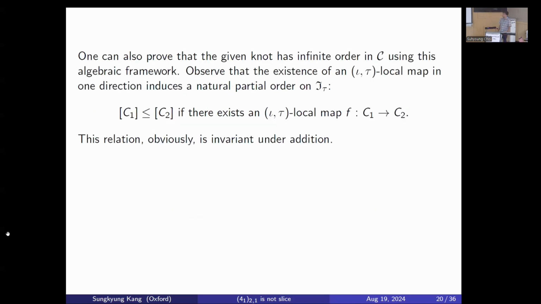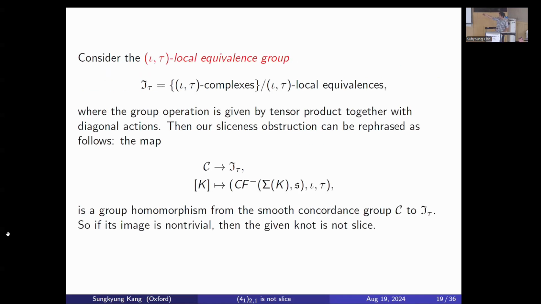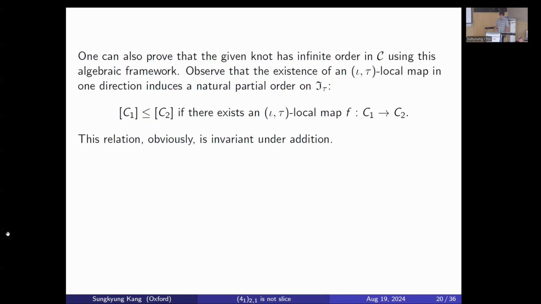But we're claiming a bit more, right? We're claiming that it's not just not slice, but that it has infinite order. So how to prove that something has infinite order? We have to use the fact that this local equivalence group has a canonical partial ordering. The partial ordering is given by the existence of a local map in one direction. So if we have a map from C1 to C2, then we declare that C1 is less than or equal to C2.